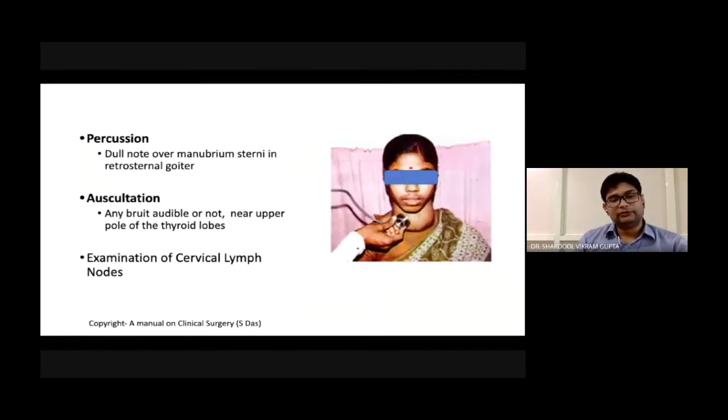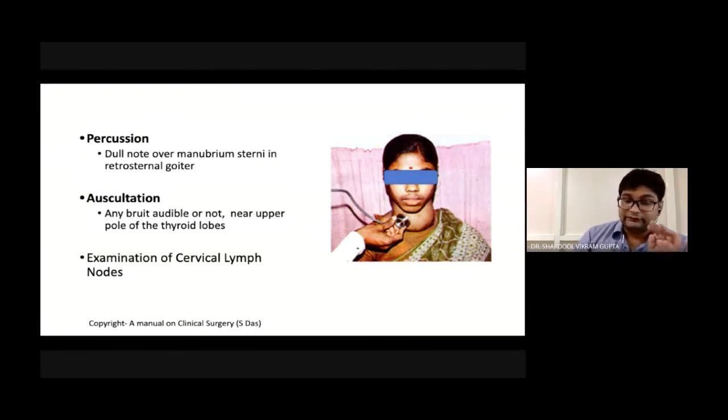Then you will proceed to percussion. Normally, a normal thyroid will not go behind the sternum, in the retrosternal area. So if you percuss it, it will be resonant. But if the thyroid goes behind the sternum and occupies the area, then once you percuss that area, it becomes dull. So if the sternum is dull to percussion, then you will infer that the thyroid is going retrosternally.